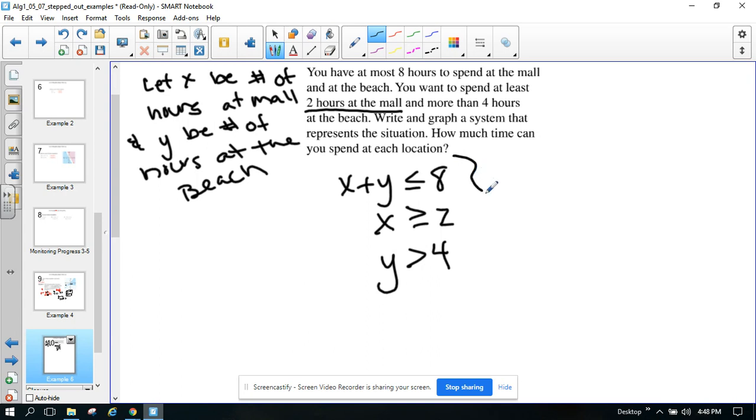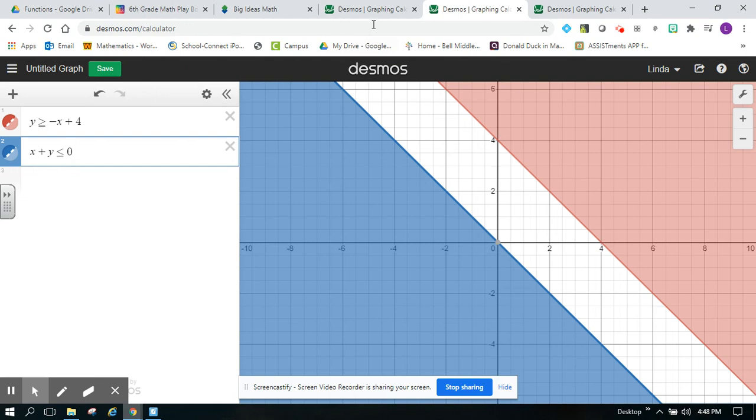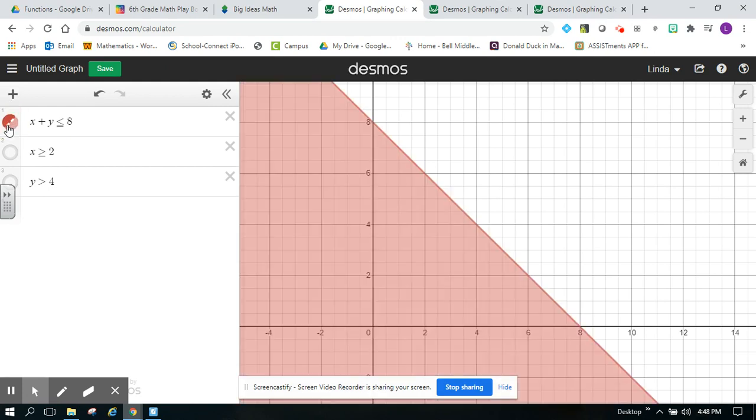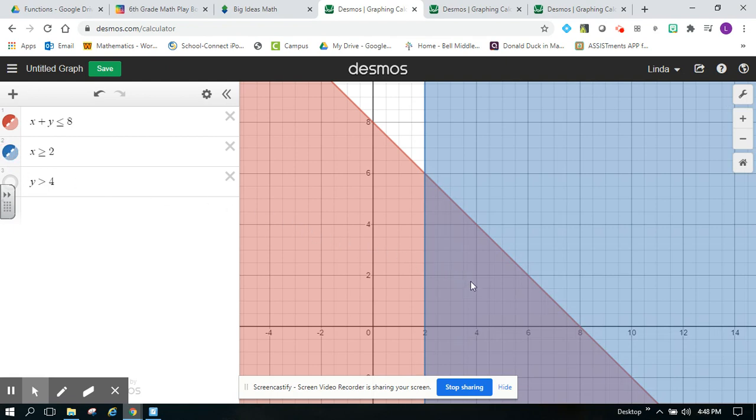So I'm going to take those. You could easily graph those on paper, or you can go to Desmos, where I preloaded those three equations, and you'll see that x plus y less than or equal to 8, everything that satisfies this equation is in pink. Everything that satisfies the next equation is in blue. So it could be any time more than 2 at the mall. And then y is in green. So how much time could I spend? Anything that's in all three.